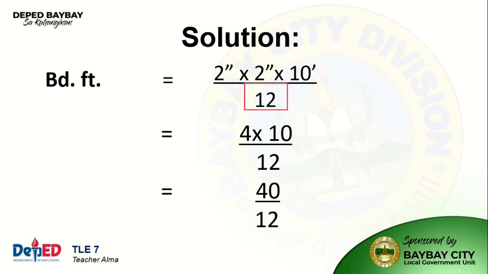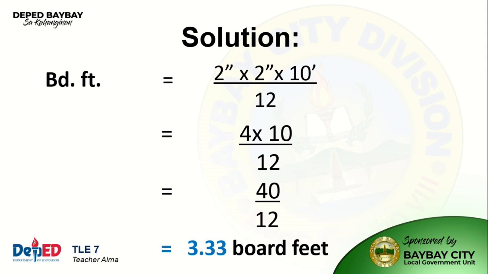Now, 2 times 2 equals 4 times 10 equals 40. Then copy the number 12 below as its divisor. So for the final part, let us divide 40 to 12 with a total of 3.33 board feet. So the correct answer is 3.33 board feet.